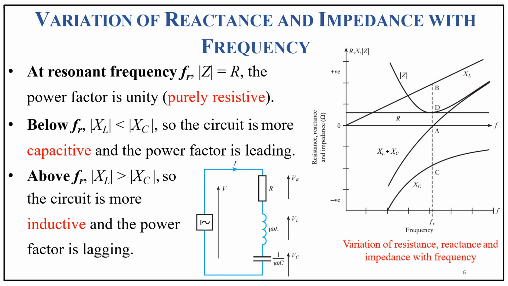Variation of reactance and impedance with frequency. At resonance frequency f_r, the power factor is unity, that is, purely resistive. Below resonance frequency, the circuit is more capacitive and the power factor is leading. And above resonance frequency, the circuit is more inductive and the power factor is lagging.